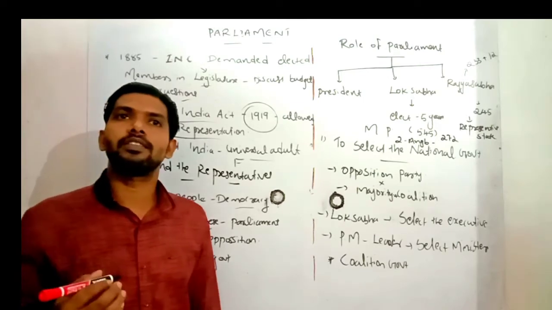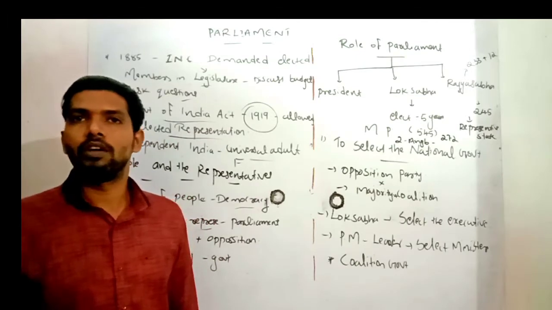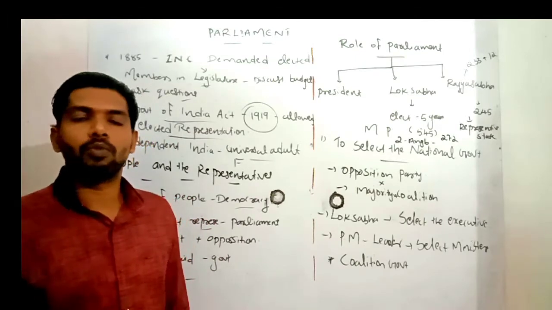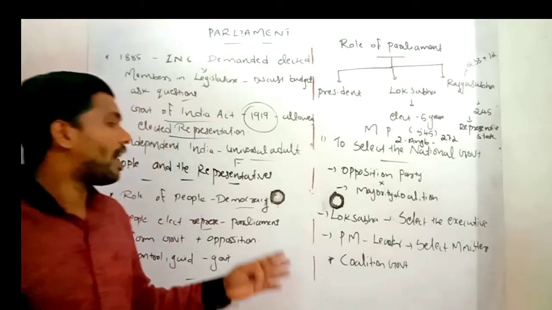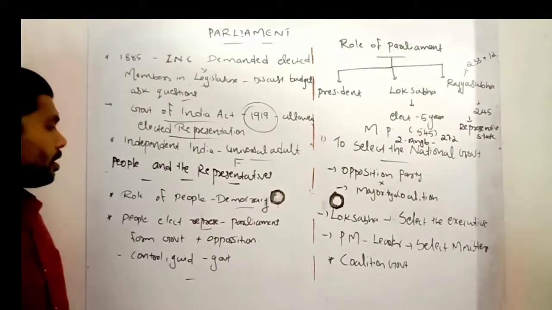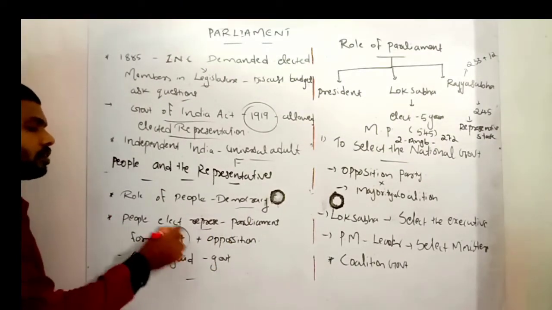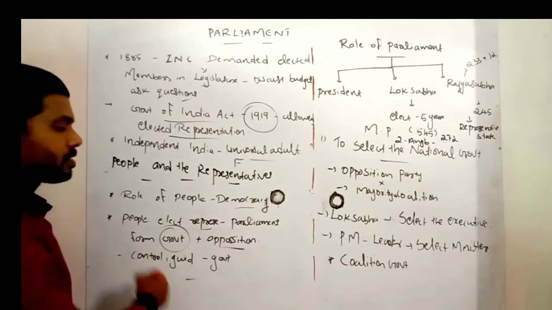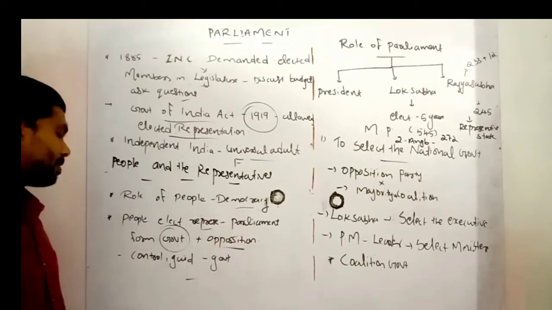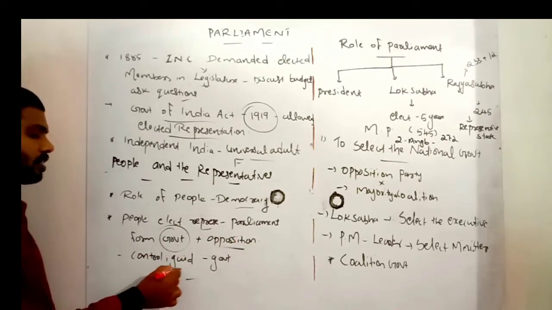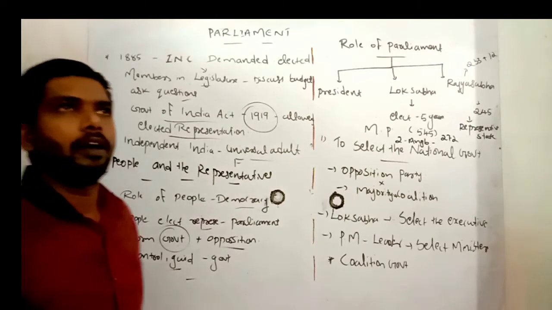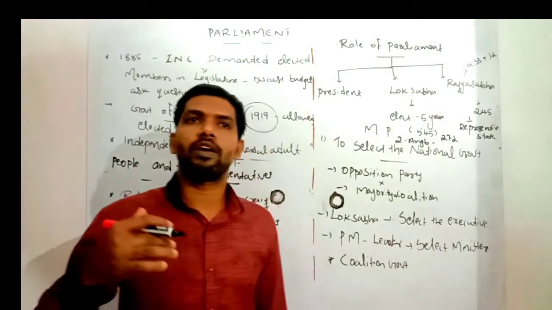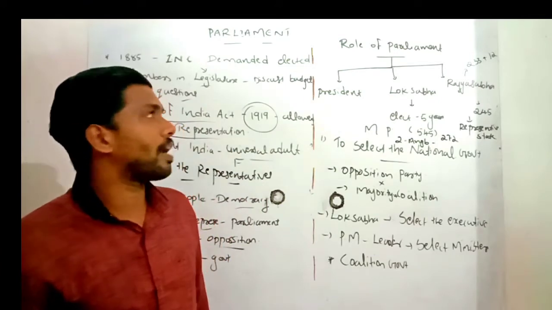That is why in democracy, through people's representation, their voice is mainly heard here in our parliament and other administrative authorities. Their representatives form the government. Some people form the opposition in the parliament. And together they control and guide the government. That is why people's representation is the most important thing in our Indian democracy and Indian parliament.